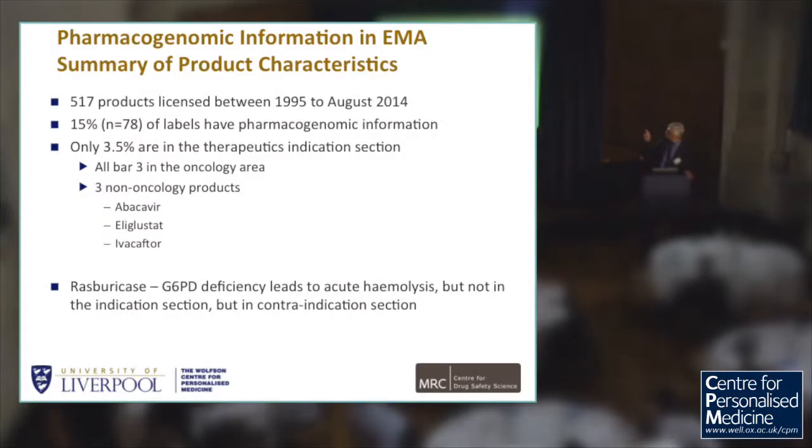But only 3.5% of the pharmacogenomics labels are in the therapeutic indications section. All of those are in the oncology area. Peter mentioned one of those, vemurafenib for metastatic malignant melanoma in BRAF positive patients. And there are three in non-oncology areas. One is abacavir, which I'll mention in a minute. The others are eliglustat, which is used in Gaucher's disease, and ivacaftor, which is a new drug licensed last year for treatment of cystic fibrosis.